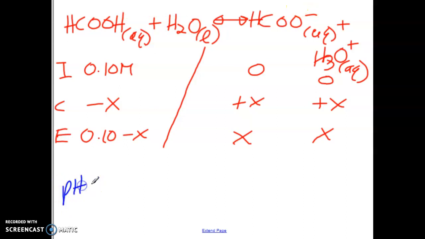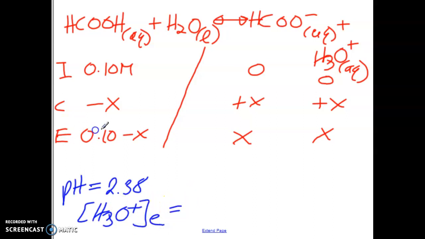The pH is 2.38 at equilibrium. So what that means is, if you recall, we can get the information about hydronium ions from the pH. The concentration of hydronium at equilibrium, which is essentially X, we can find by doing 10 to the exponent negative pH. It's the relationship between hydronium and pH, going vice versa. If you have one, you can solve for the other.